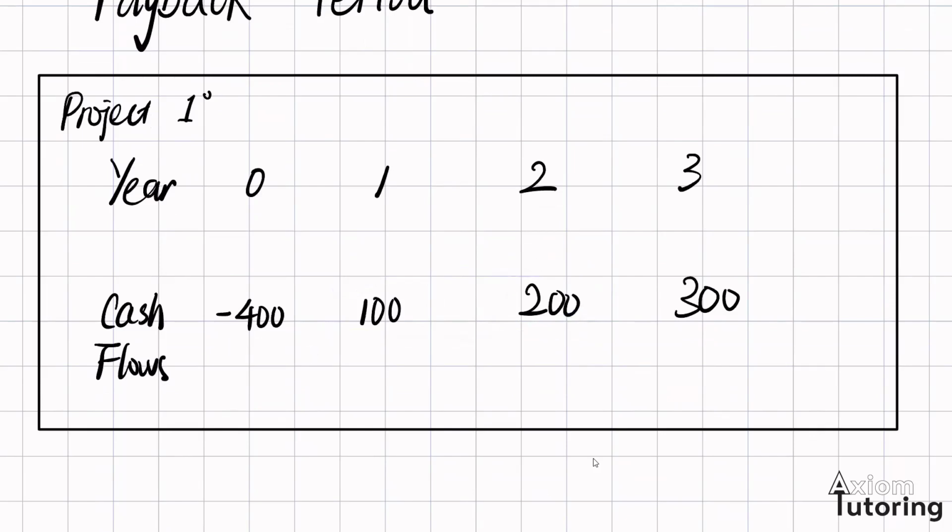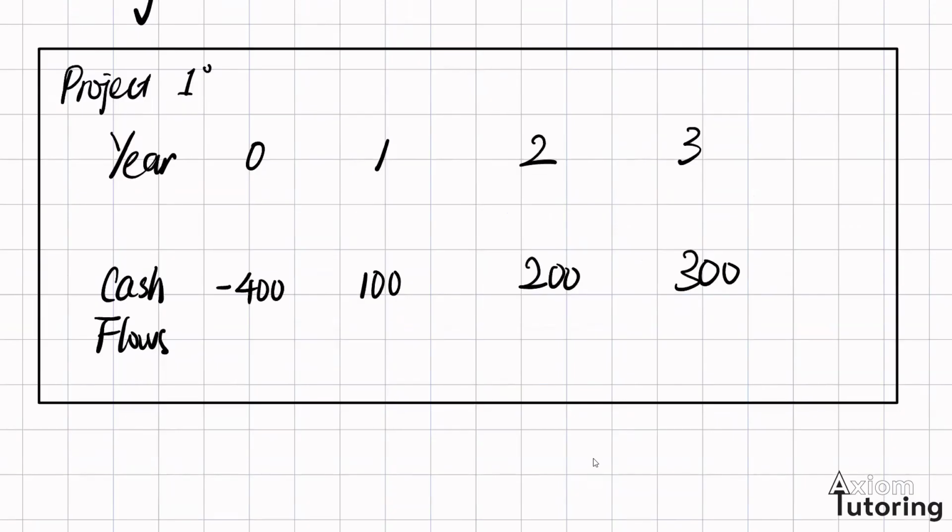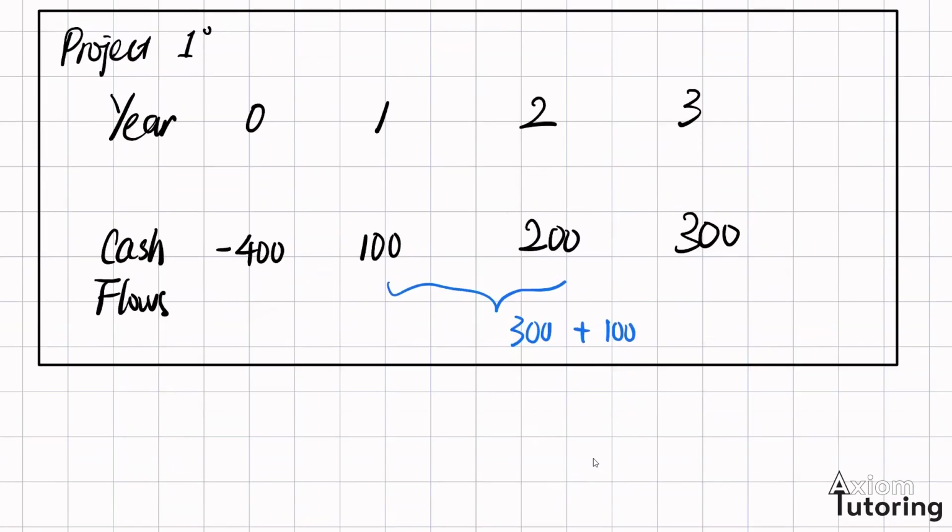Okay, so is it going to be repaid at the end of year 3? Not quite, because that will be 600 in total. So we know the payback period is somewhere between 2 years and 3 years. I only need to calculate how much more I need to recover this 400 after year 2. At the end of year 2, I have already accumulated 300, so I only need 100 more to reclaim the 400 initial investment.